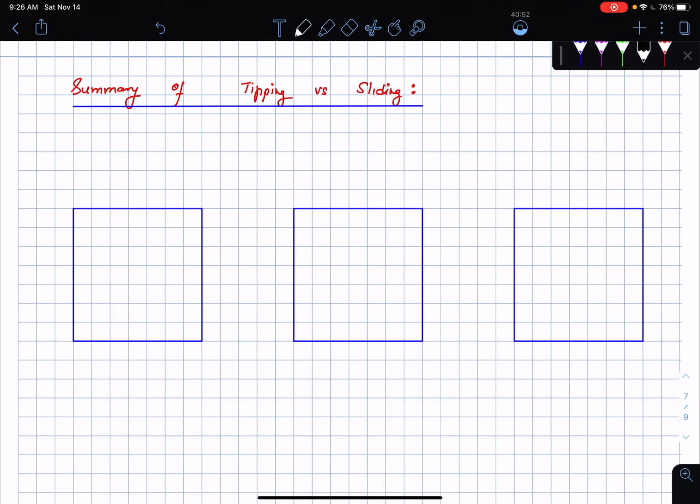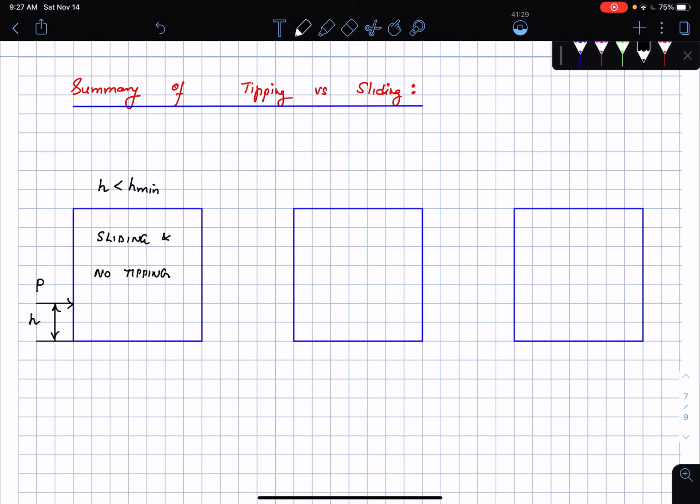In figure 1 there is only sliding, no tipping. So in figure 1 I'm going to say that H is less than H minimum. So sliding and no tipping, which means that in that particular case, you will see that the force applied will be somewhere here. This is the force P. This is the height H.